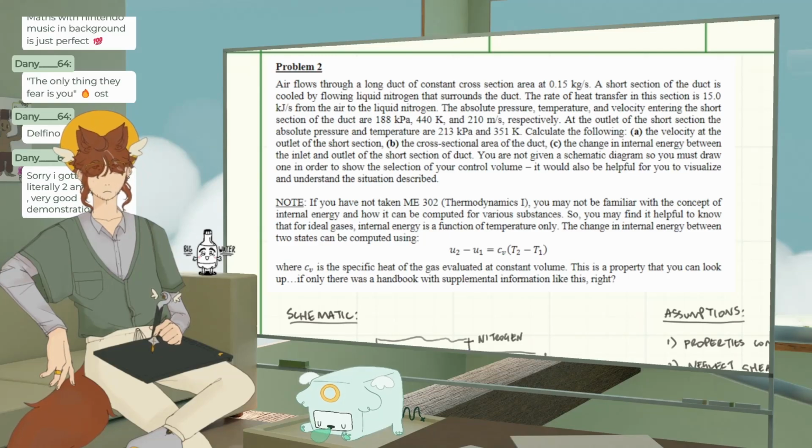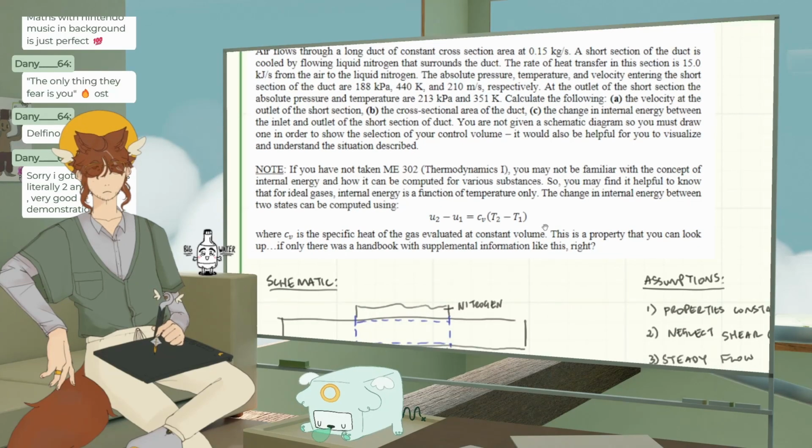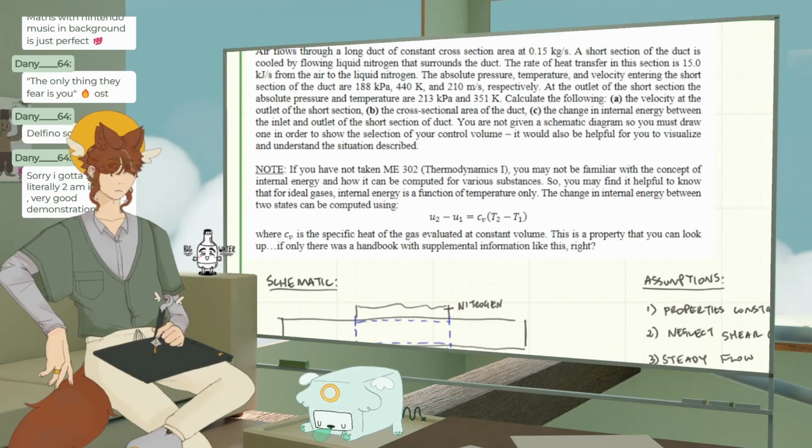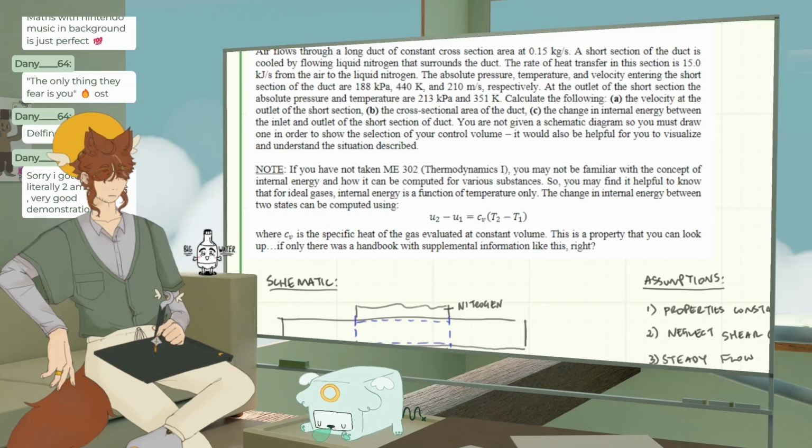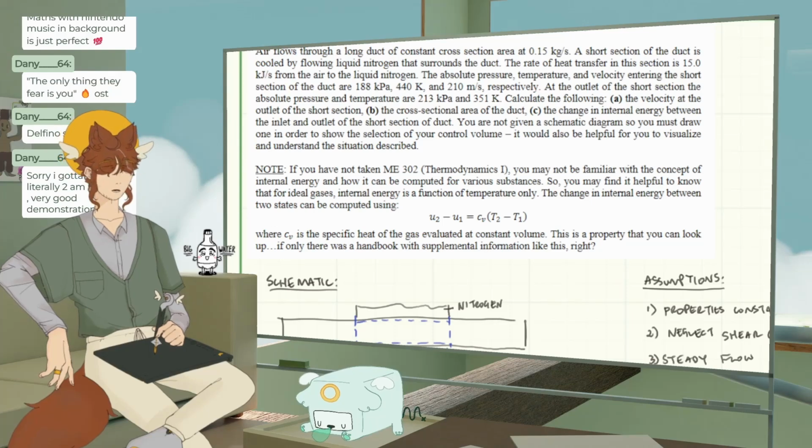So it's negative 190 kilojoules per kilogram. Oh, no, internal energy is still U. Wait, so T1 minus T2, or T2 minus T1? Let me just do this. 350 minus, or sorry, it's 351. 351 minus 440. Okay. Negative 89, and then Cv for air.